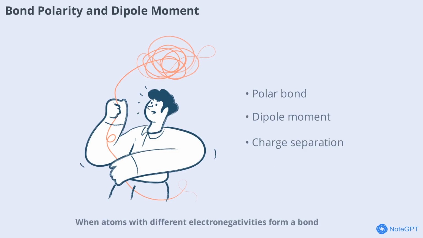When atoms with different electronegativities form a bond, the shared electrons are pulled closer to the more electronegative atom, creating a polar bond. This separation of charge leads to a dipole moment, which affects the physical properties of the molecule. Understanding bond polarity helps explain why some substances dissolve in water while others do not.